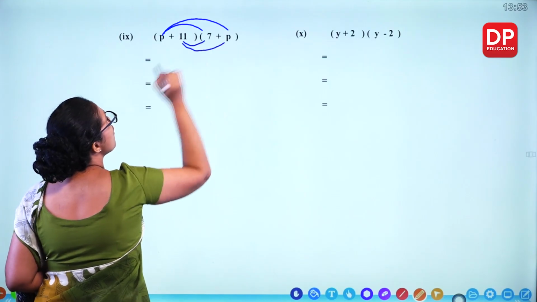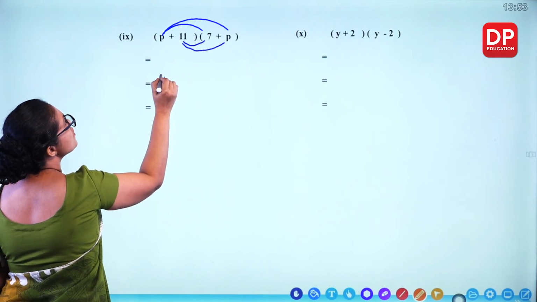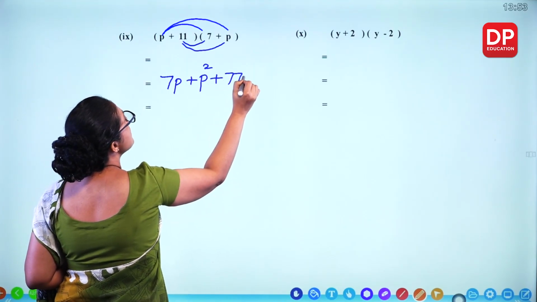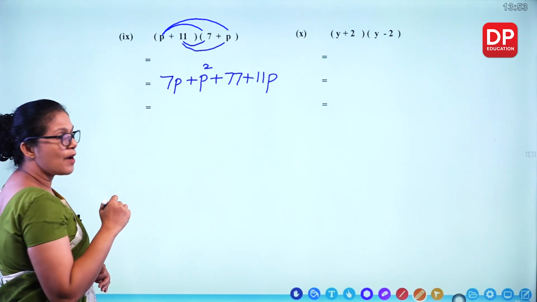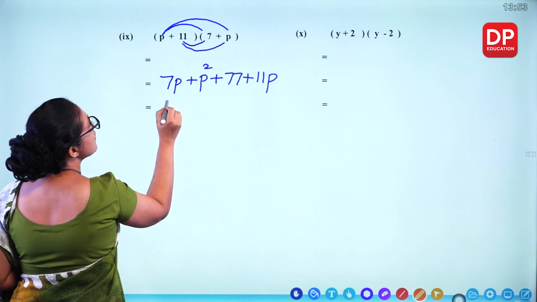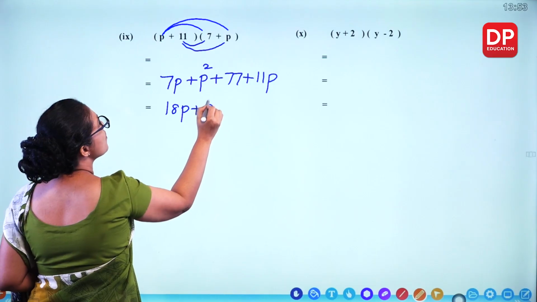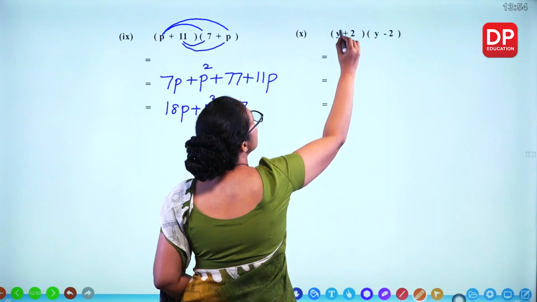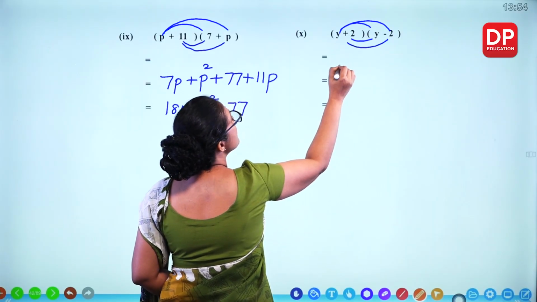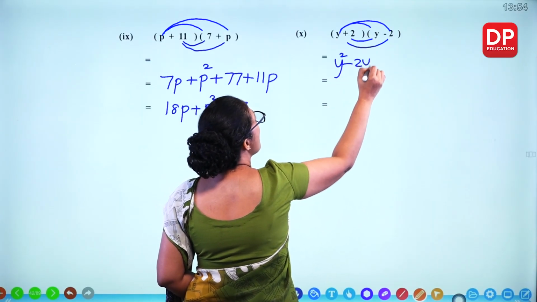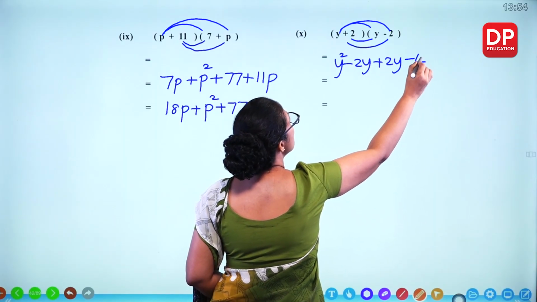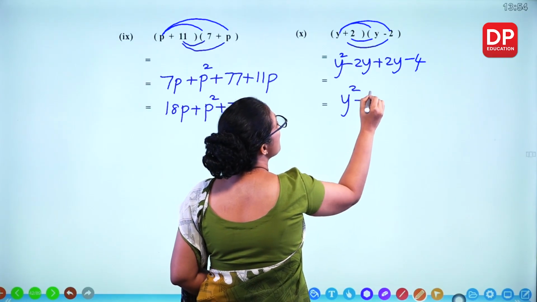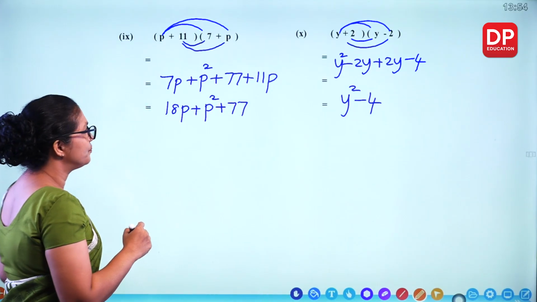Same thing you have to use FOIL or rainbow method. P into 7, 7p. P into p, p squared. 11 times 7, 77, 11p. Now add these two. You get 18p plus p squared plus 77. This one, y squared minus 2y plus 2y minus 4. Middle term gets cancelled out. Minus 2y plus 2y get cancelled out. You get y squared minus 4.